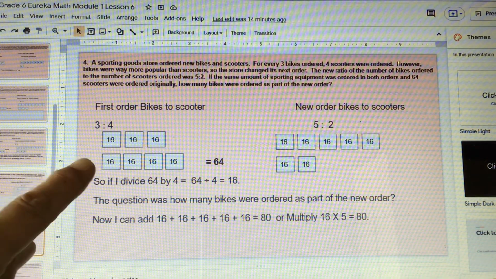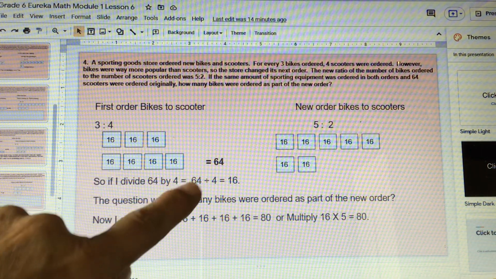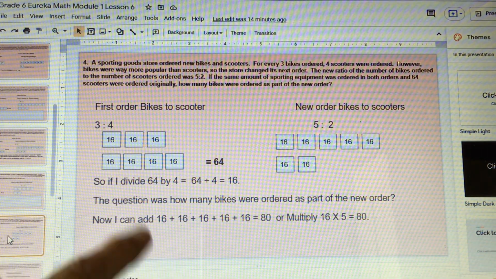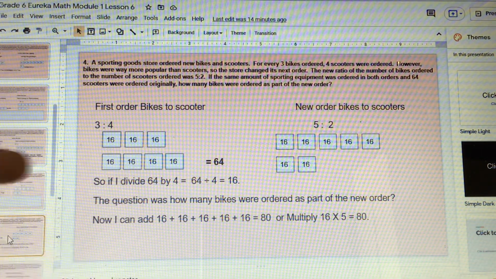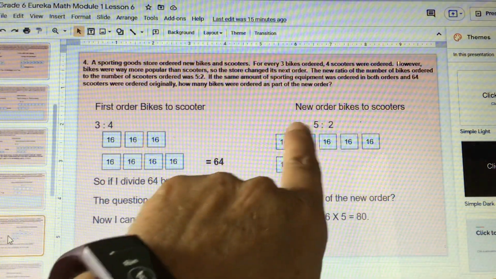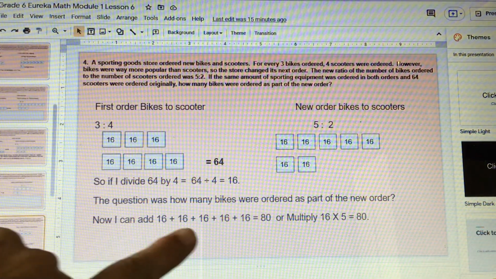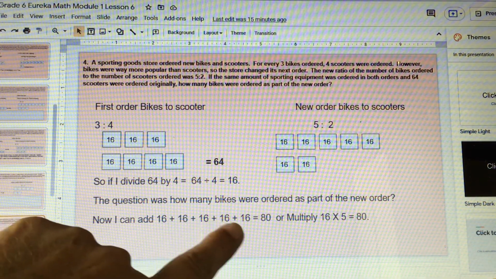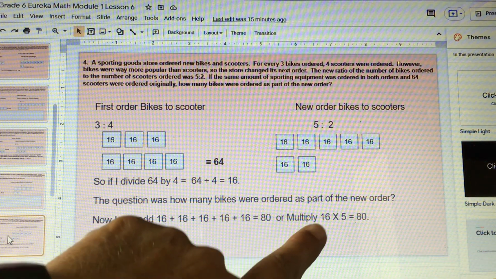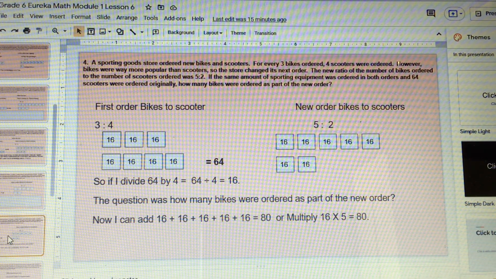Well, we could divide the 4 boxes into 64, right? 4 into 64 to find out how much is in each box, which is 16. And then our question was, how many bikes were ordered as part of the new order? So new order, and our bikes are up here, so I'd have to either add 16 5 times, 1, 2, 3, 4, 5, to get 80, or I could multiply 16 times 5 to get 80, okay?